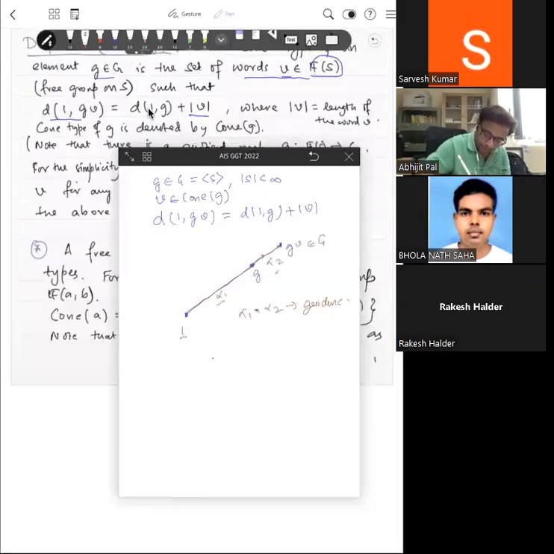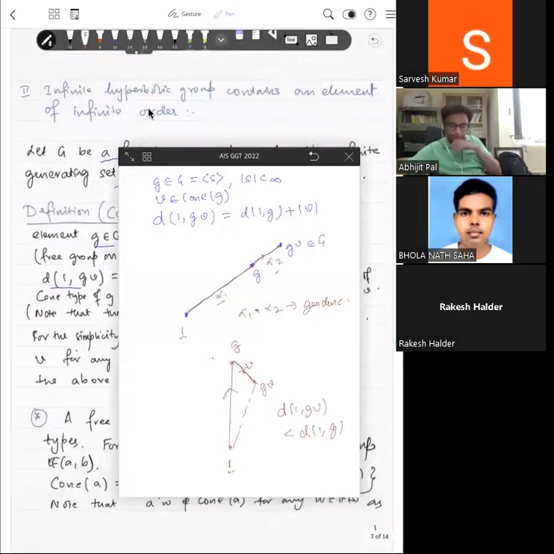Okay, so it will be something not like this. So join 1 to g by a geodesic, and join g to gb by a geodesic. So this path will be labeled by this b, and this distance from 1 to gb is smaller. So the distance of 1 to gb is less than the distance of 1 to g plus the length of b. Okay, so this will not happen. Clearly, this concatenation is not a geodesic.